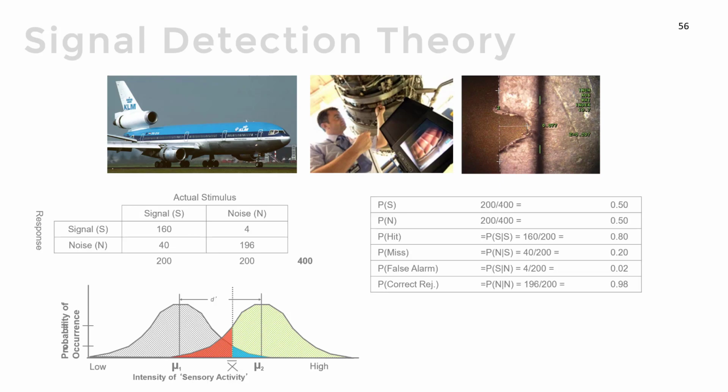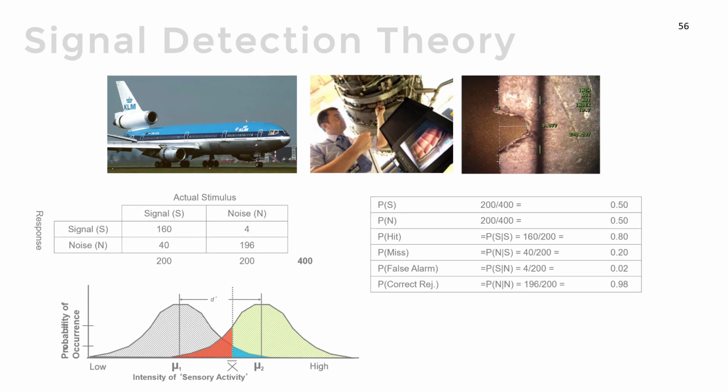The probability that a signal was present in the aircraft was 50%. And this was calculated from the 200 signals that were actually present divided by the total number of decisions made, which was 400. Likewise, the probability that noise was present in the aircraft is also 50%. And this is derived from the 200 noise abnormalities that were actually present divided by the total number of decisions made.